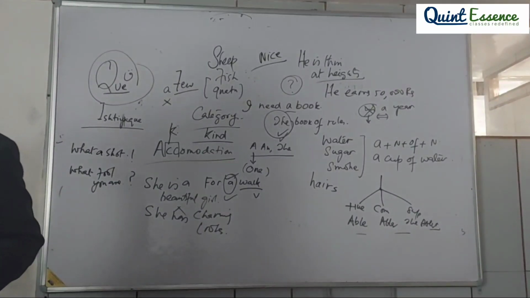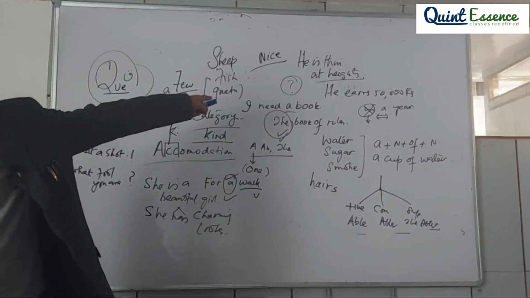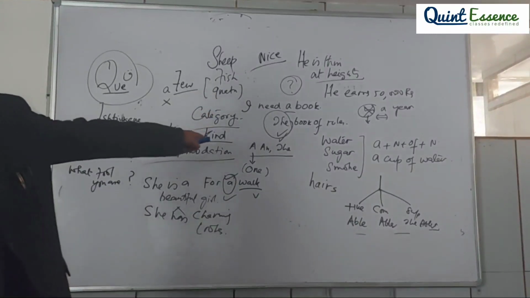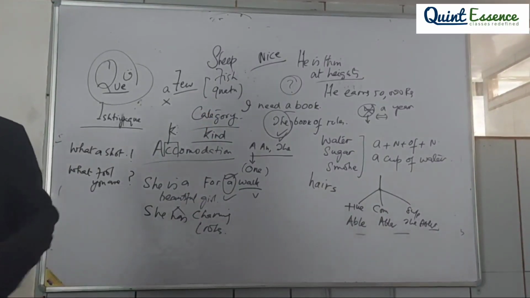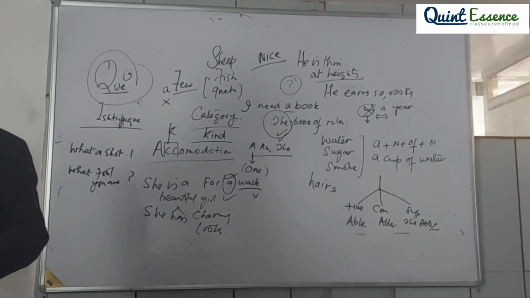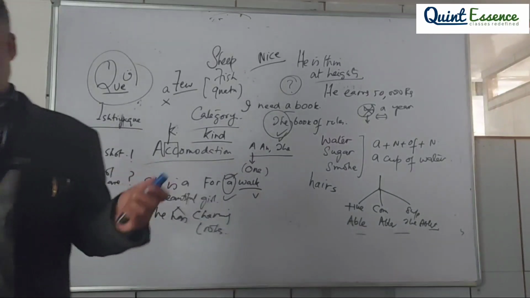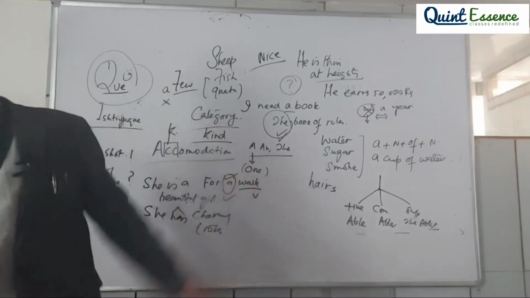He is thin at height. Rather than showing the bald, this is the kind of adjective that we have to use that shows it. Baldness, because baldness is a disease at times. This is thin at heights.